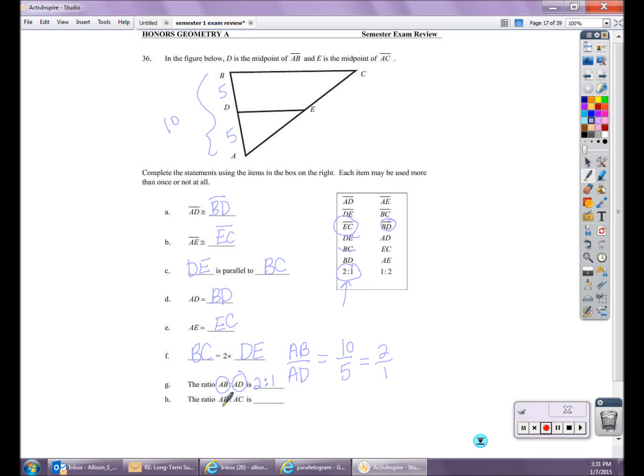Same thing. AE, AC, let's use my strategy. If AE is, let's say, 6, then this half is 6, and this whole thing would be 12. So AE to AC ratio, AE would be 6 and AC would be 12. So 6 is smaller than 12, and this is a 1 to 2 ratio. I hope that wasn't too confusing.